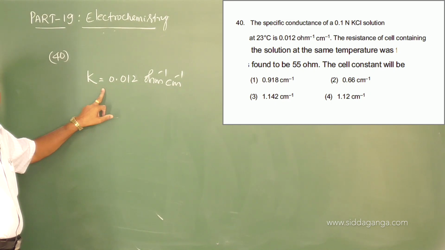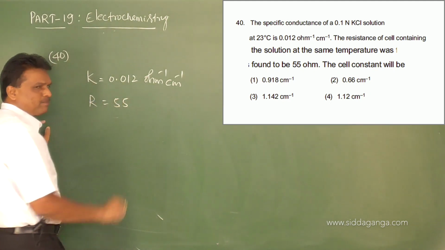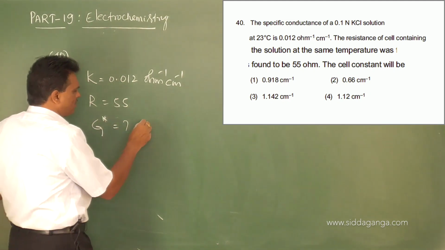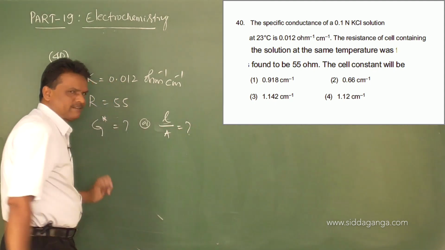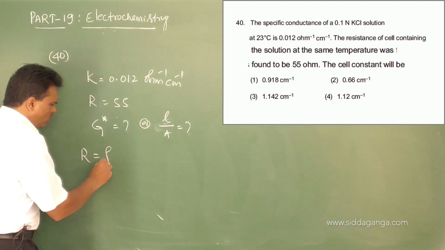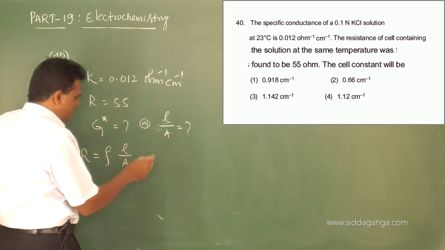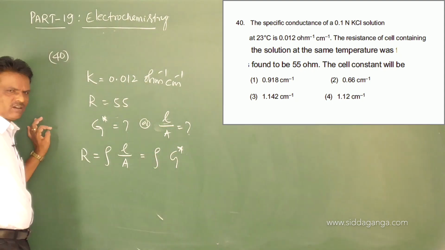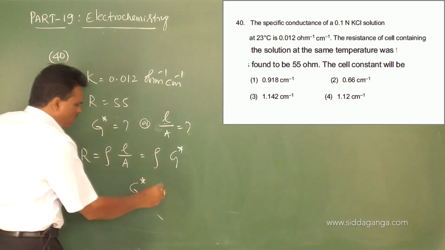The resistance of the cell containing the solution at the same temperature was found to be 55, so R is equal to 55. The cell constant G star, L by A, will be how much? What is the relationship between these three? We know that R is equal to rho into L by A. So L by A is equal to R by rho, which is R into conductivity. So G star is equal to R into 1 by rho.